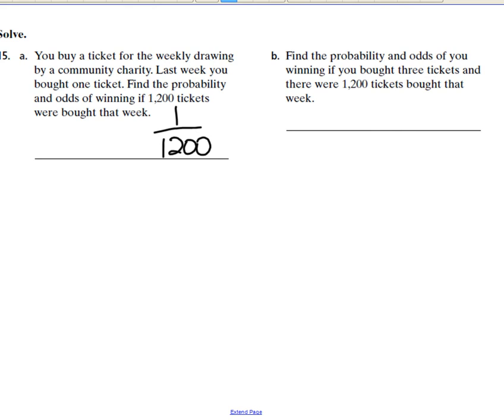All right, find the probability if you bought 3 tickets. So that would be 3 out of 1,200, which is the same as 1 over 400. So you can improve your chances by buying more tickets, but still, it's only 1 out of 400. That's less than a 1% chance.